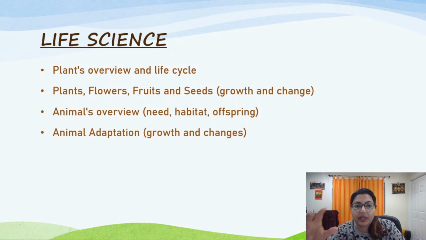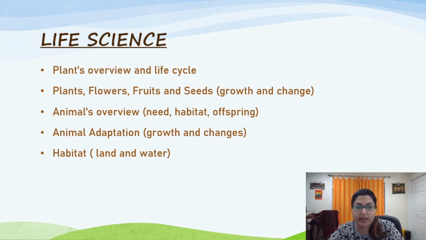And then adaptation, like how they adapt from place to place and time to time over a period of centuries. This is more like a prelude to hibernation and migration, all these kinds of concepts. Then we will have different types of habitat, like land habitat and water habitat, and how the animals are different in each, and how they have special organs inside them that help them adapt, for example gills or lungs. So we'll talk about fish versus an amphibian.